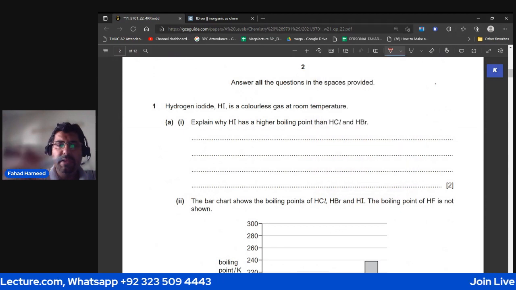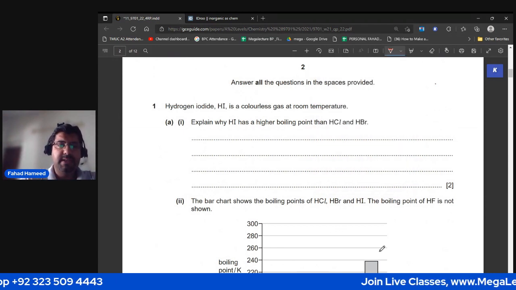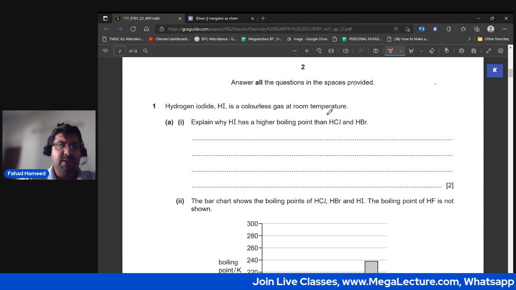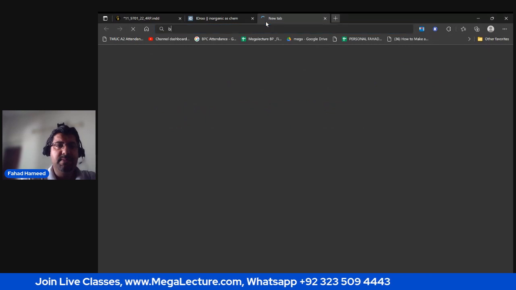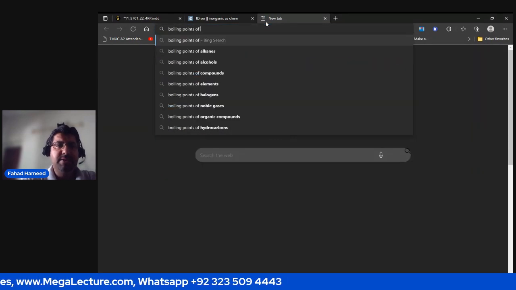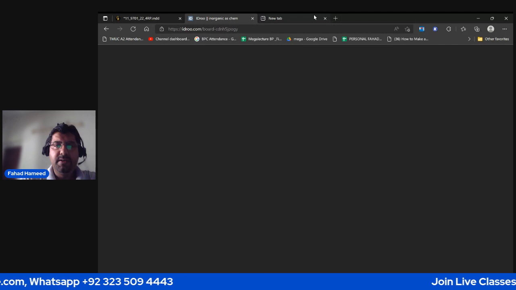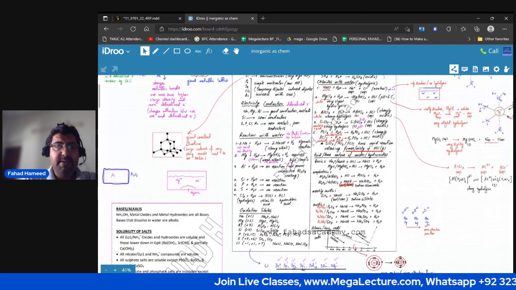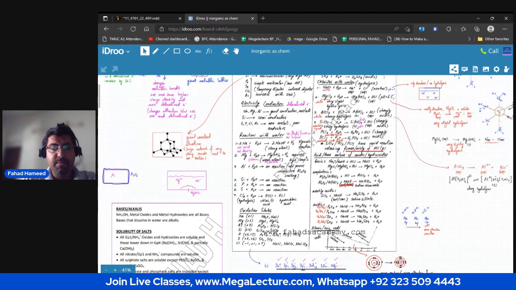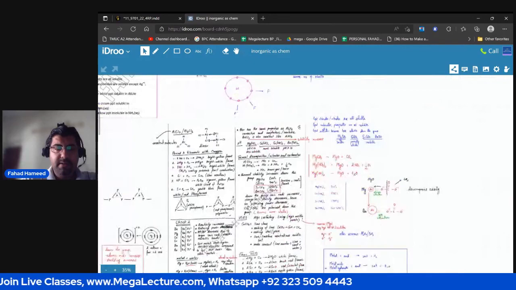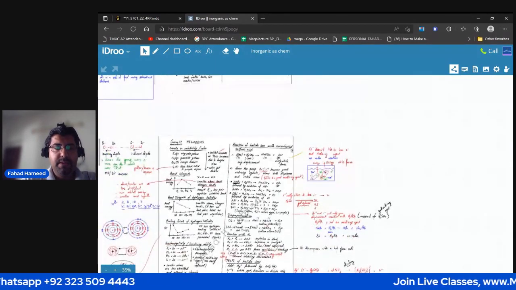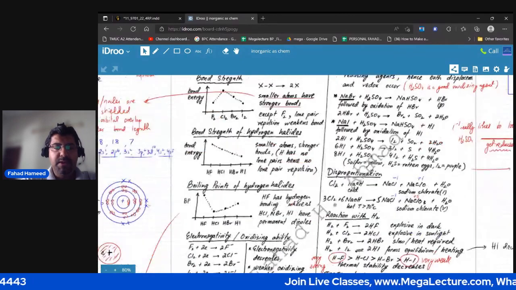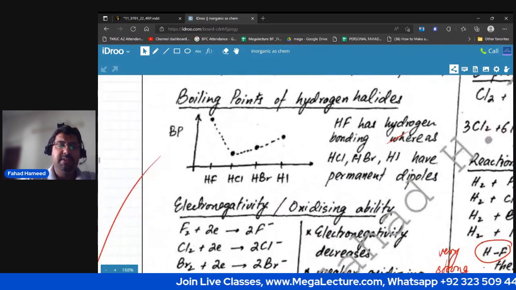We're going to start with the first question, which is: explain why HI has a higher boiling point than HCl and HBr. If I just Google quickly the boiling points of hydrogen halides, rather let's look in the notes. If you go to group 17, let me open group 17 quickly. So this one, the boiling points of hydrogen halides. If you can see on the screen.